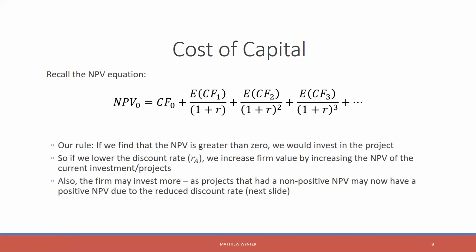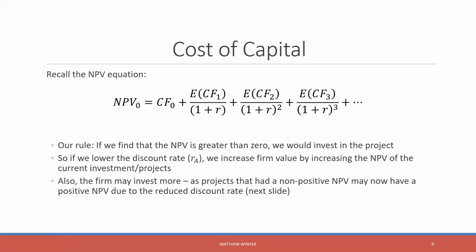Let's unpack that cost of capital a bit. So recall the NPV equation, an old friend. On our left-hand side, we've got NPV. On our right-hand side, we've got our cash flow zero. Typically, this will be a negative number, the cost of investing in the project. And then we've got the present value of our expected cash flows discounted appropriately through all these different time periods. Our rule has been, if we find that the NPV is greater than zero, we invest in the project. Positive NPV, we go ahead with it.